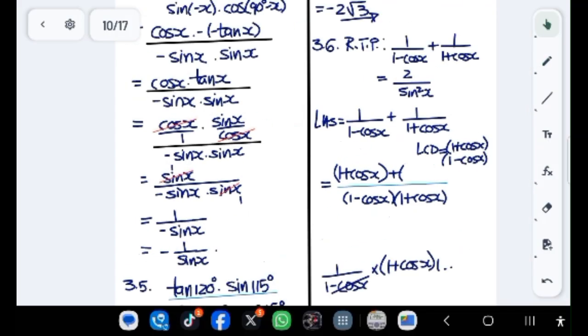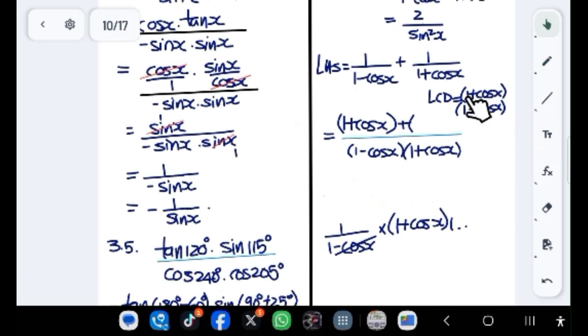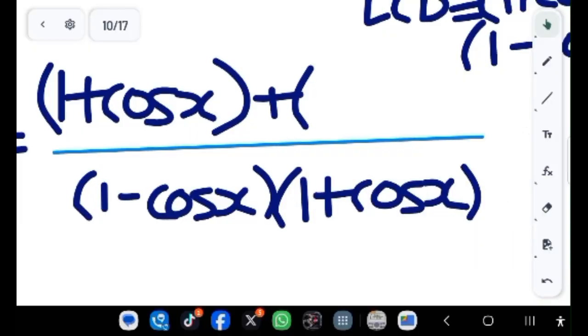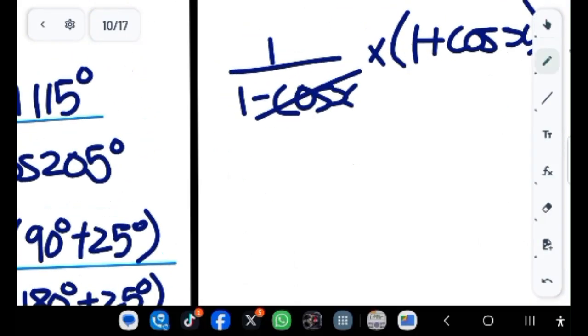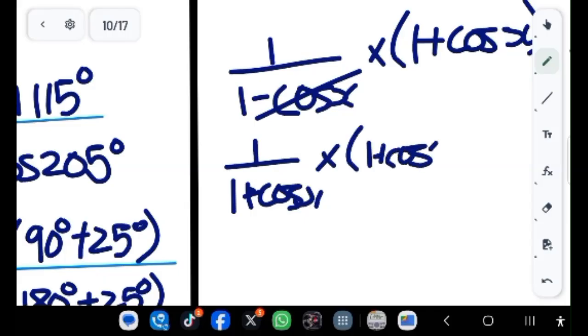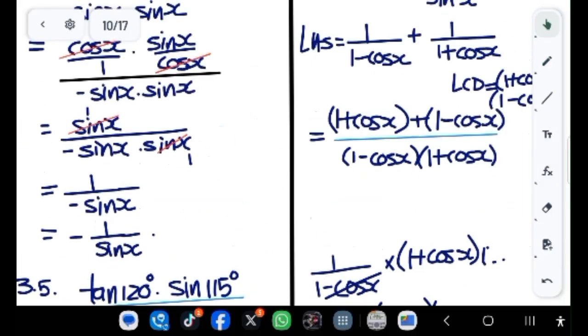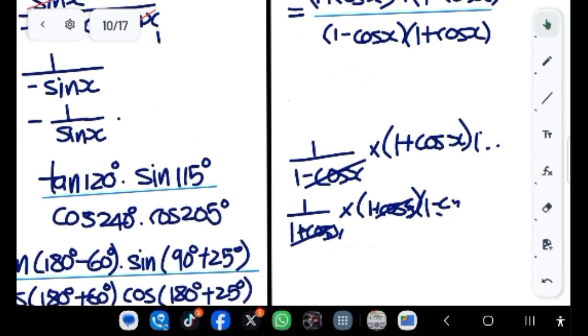Same story. Take this one, multiply it by the LCD. You are left with 1 minus cos of x. If you need me to show you, let's do that. 1 over 1 plus cos of x times the LCD, 1 plus cos of x, 1 minus cos of x. The 1 plus cos of x cancel out, and you're left with 1 minus cos of x. So that's how you find that.